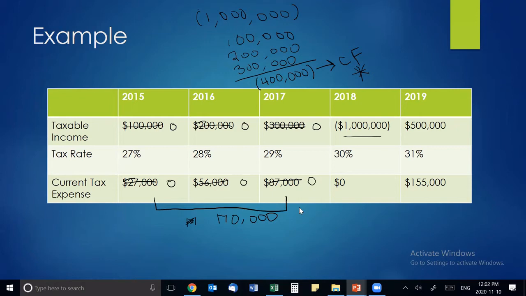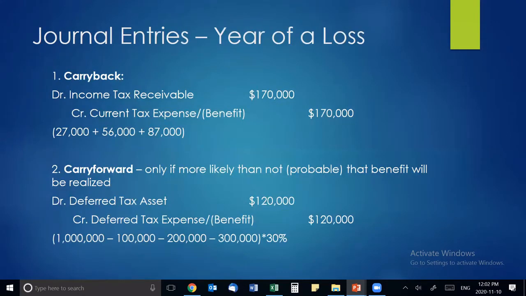So let's look at how you do this journal entry. We're going to do a journal entry for the refund first, which is our carry back entry. Number 1 is our carry back entry. We're going to debit income tax receivable. Usually when we have to pay tax, we credit income tax payable, but now we're going to get a refund for this amount, so we debit income tax receivable. 170,000 will be your income tax receivable, and then we're going to credit current tax expense or benefit. In this case, it's a credit amount, so it's a benefit. So that's your carry back entry.